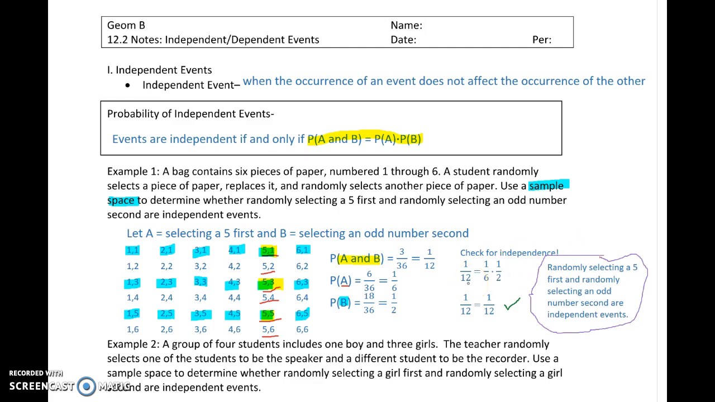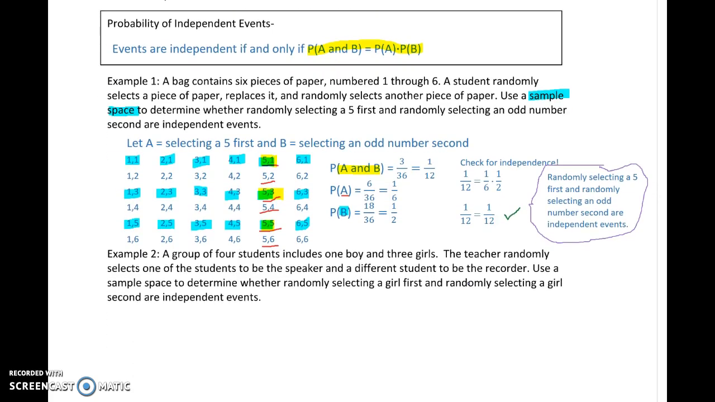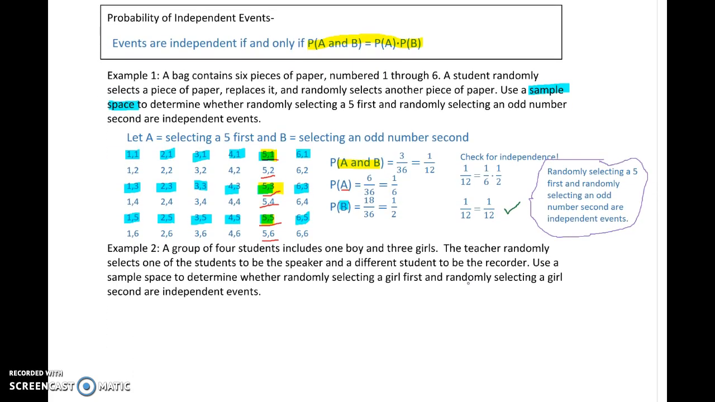Okay, so go ahead and try example 2, same idea, checking for independence with this group of 4 students. But keep in mind that once a person is selected, you can't reselect them. So if you select a boy first, then there are no boys left to select second. Keep that in mind and think about how that affects your sample space. Go ahead and try that, and then let's come back and check.